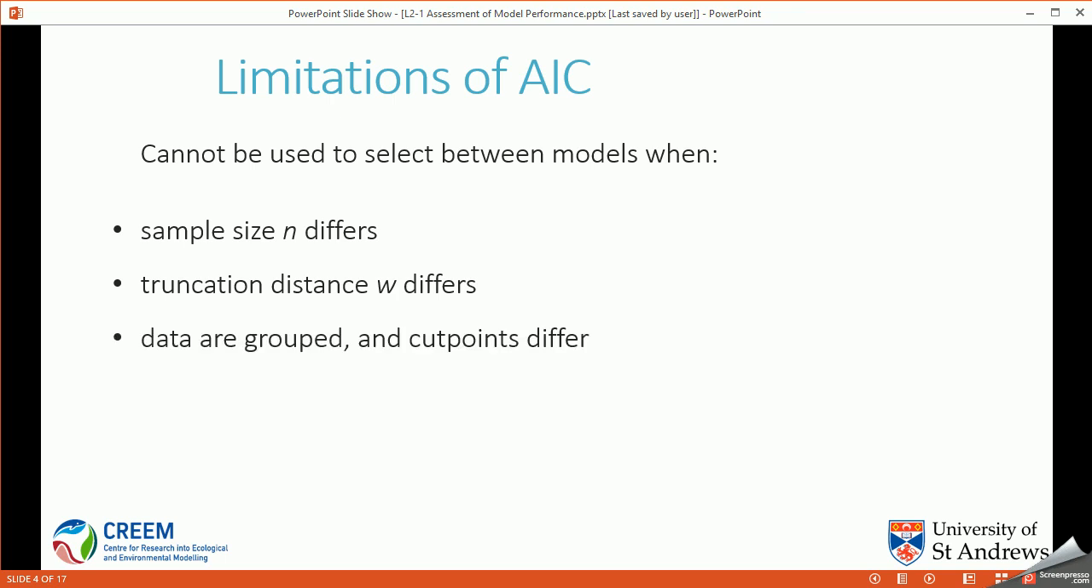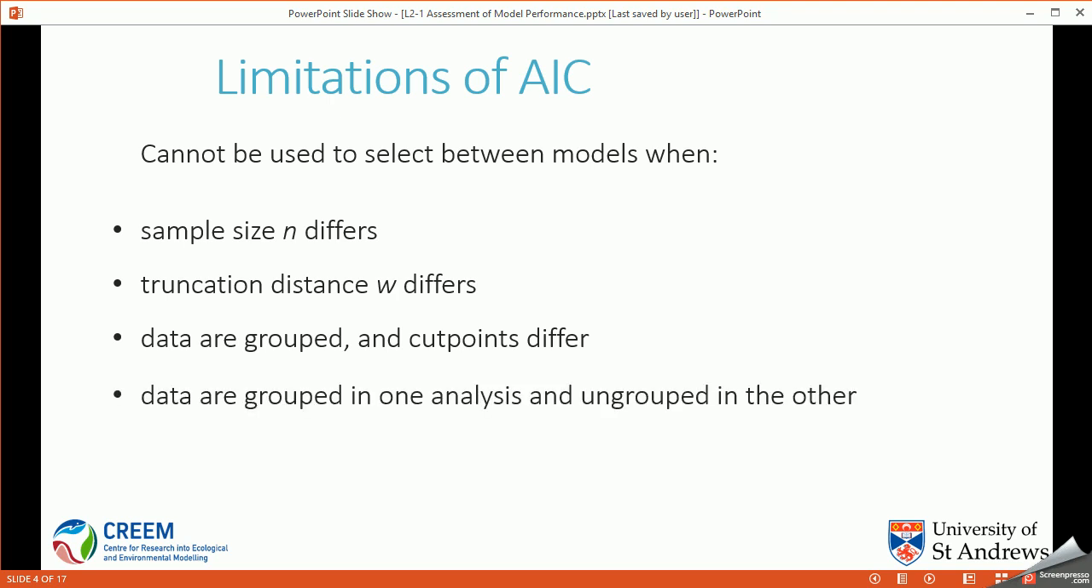You can't use AIC when you've fitted one model to grouped data and another model also to grouped data, but with different cut points. Because with grouped data, the data consists of the cut points and the frequencies in the bins. And so with different cut points, you've given the two models different data. Similarly, you can't use AIC to compare models if one model has been fitted with grouped data and the other model has been fitted with ungrouped data.